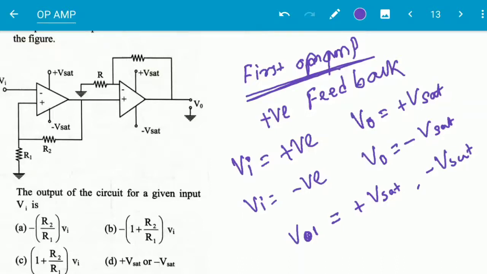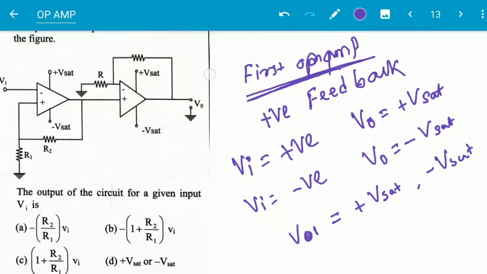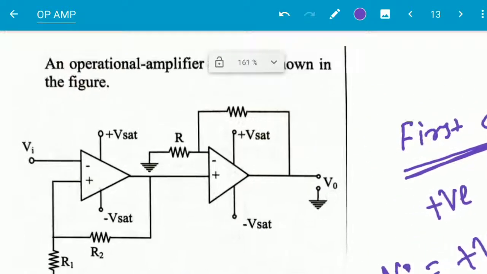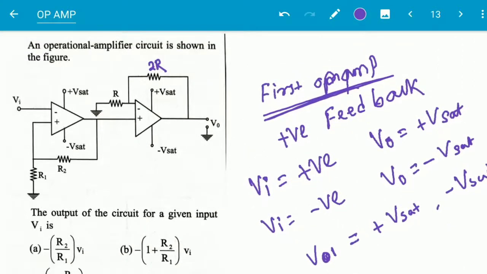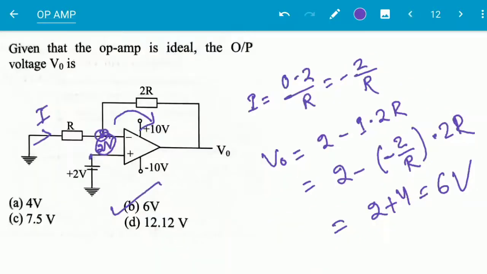And here is the second one, and this is given as 2R, this is omitted actually, this is 2R. And V01 is the output of the first op amp, and this is feeding to the second op amp, and the second op amp is an inverting amplifier with feedback like this.